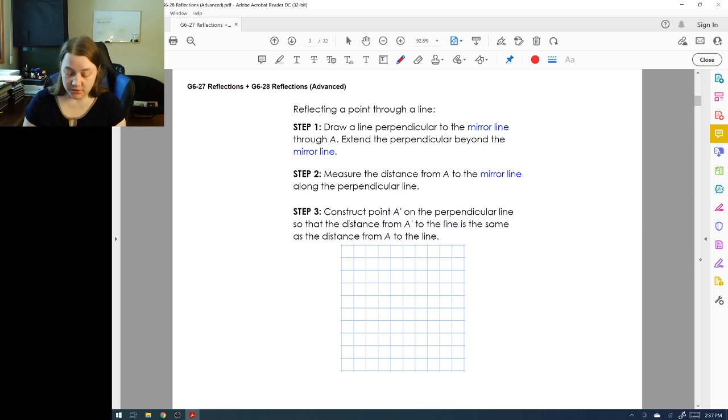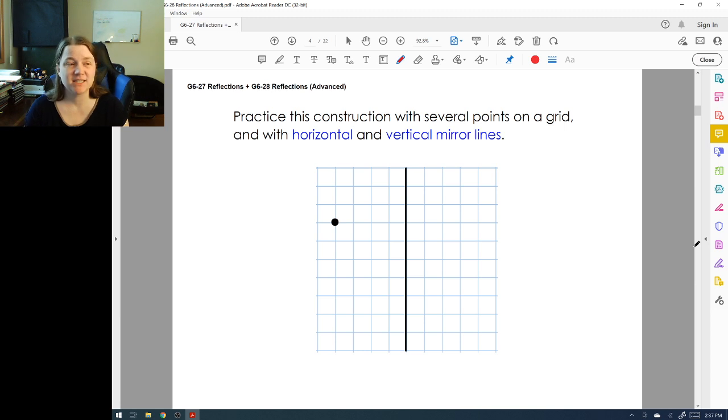So what you can do is draw a line perpendicular to the mirror line through A. You're going to want to go ahead and draw these lines. We're going to skip the activity and go on to something that looks a little bit different because this is difficult to show here. We're going to practice construction on these grids to show a mirror.